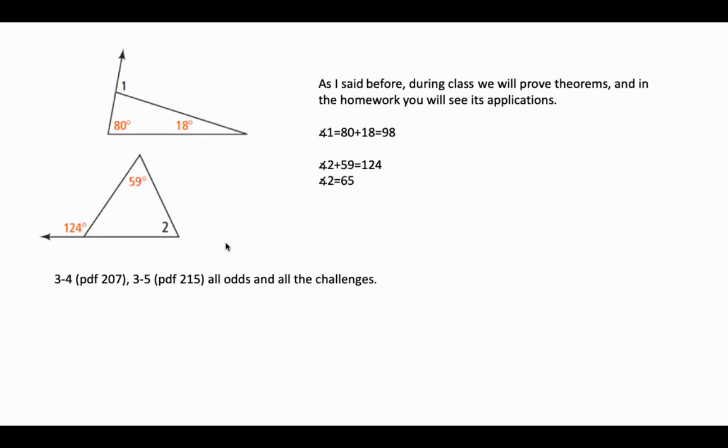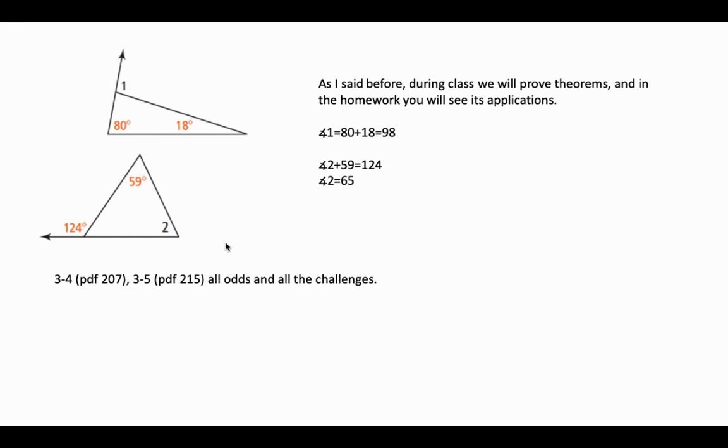As I said before, during class, we're going to prove these theorems, and then in the homework, you're going to see its applications. So let's look at some problems. This is from the book. We have a triangle, and it seems like that side is extended to create a remote exterior angle called 1. And we know that angle 1 is equal to 80 plus 18. Same thing with problem 2. 124 is a remote. I'm sorry, not remote. I apologize. Angle 1 is the exterior angle, and 80 and 19 are the remote interiors.